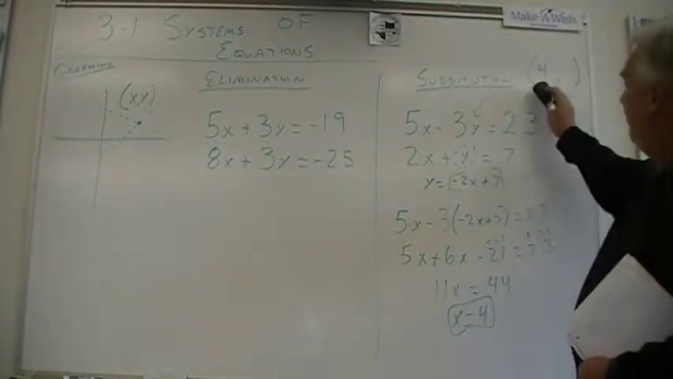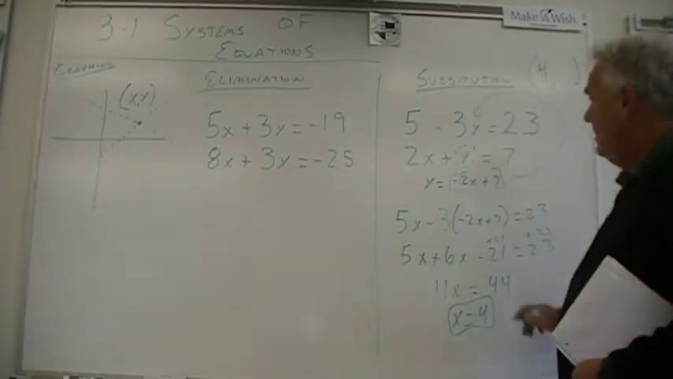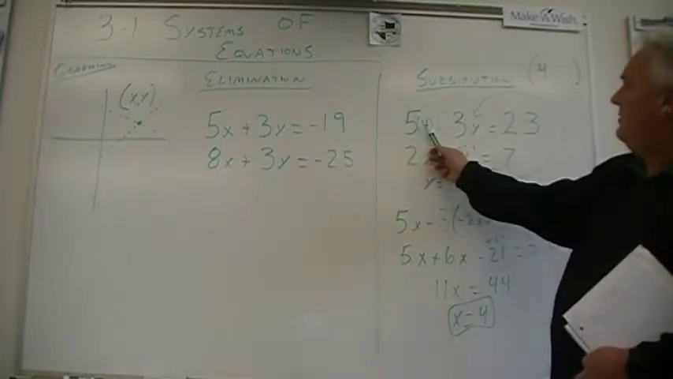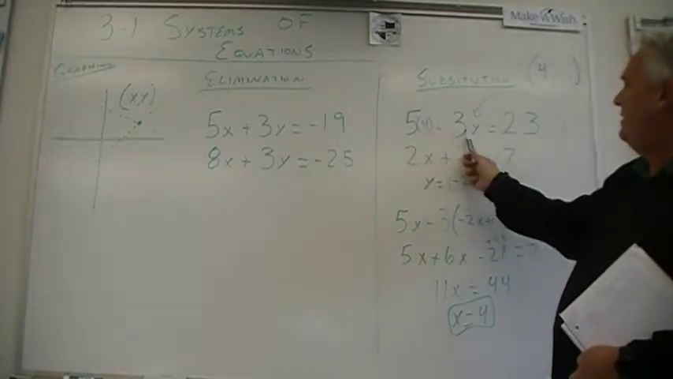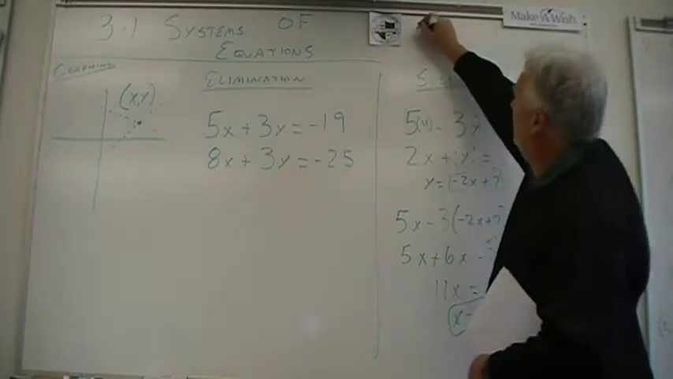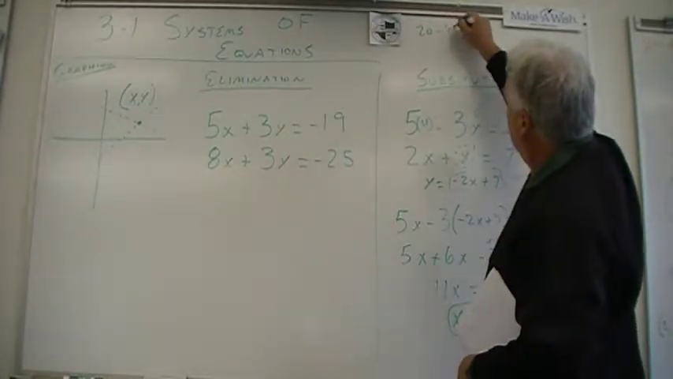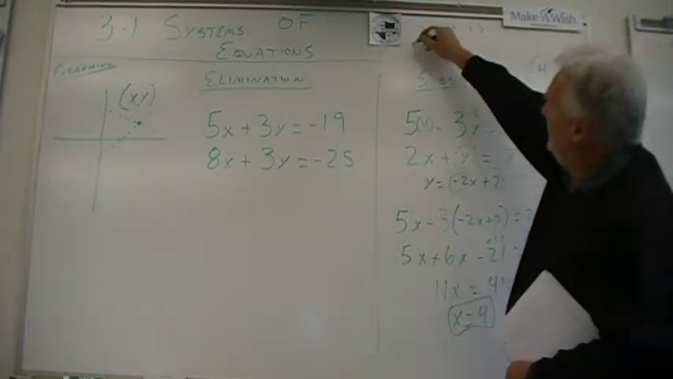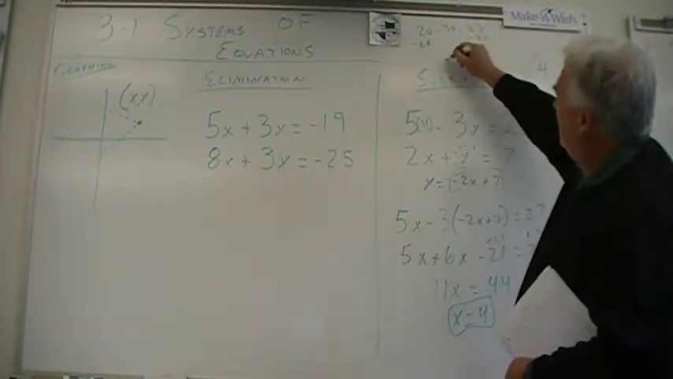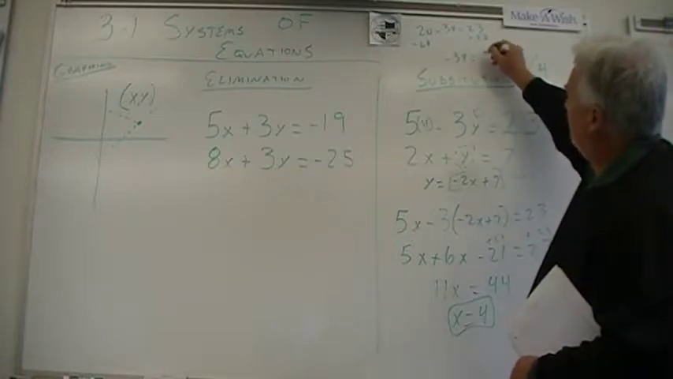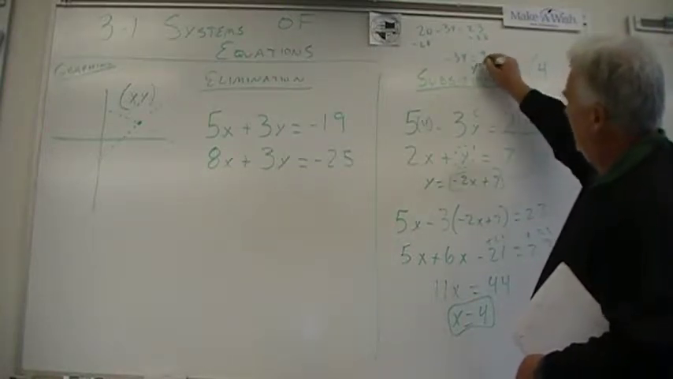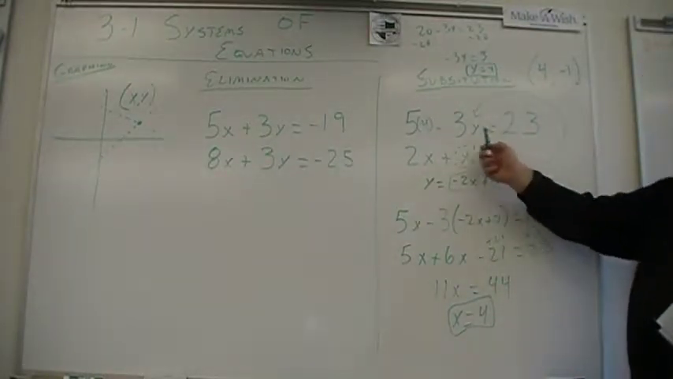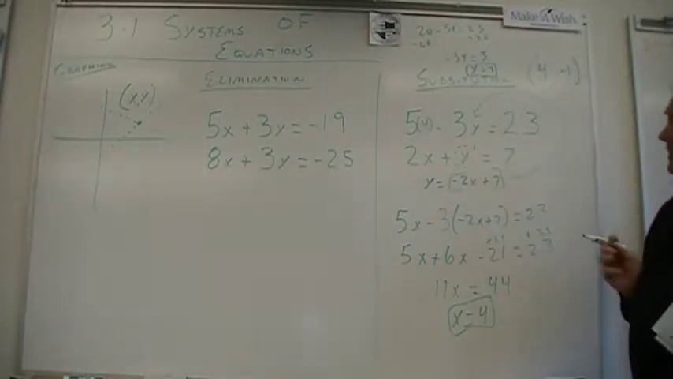So, if x is 4, put it in right here. 5 times 4 is 20. 20 minus 3y equals 23. Okay? So take away 20. Take away 20. Negative 3y equals 3. y equals negative 1. Okay? So that's the point that makes both of these true, and that's your answer.